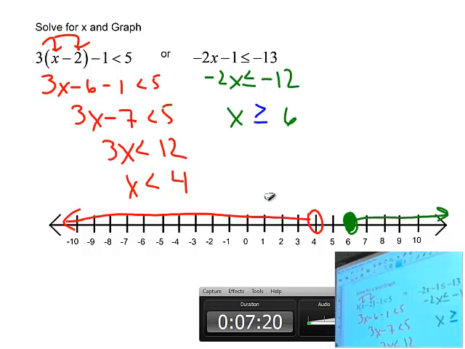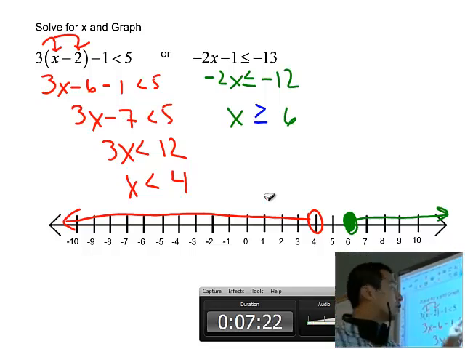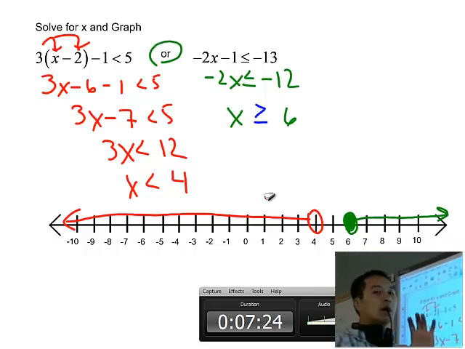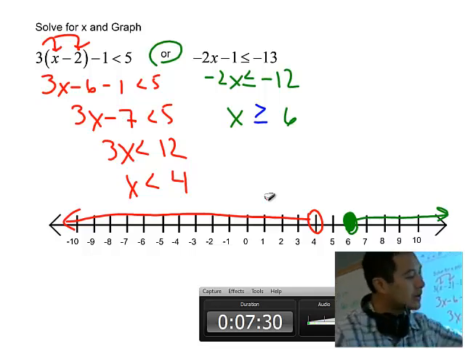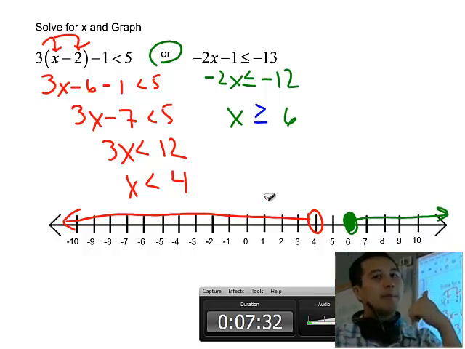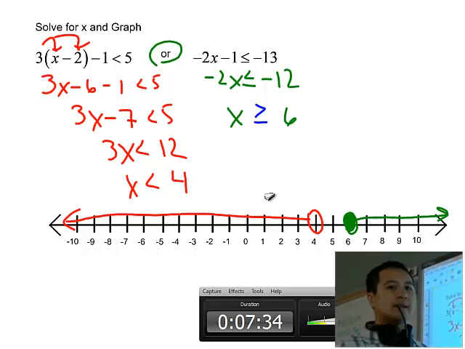So, what do I do with this now? Since it's an or, both solutions are correct. We leave it. We don't touch it. The red is correct, the green is correct. They're both fine. Perfect. Now let's do an and one.